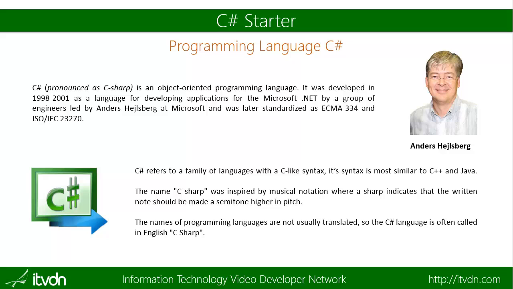Now, C# refers to a family of languages with a C-like syntax. I told you that C# is most similar to C++ and Java. The name C#, if you are wondering, was inspired by a musical notation where a sharp indicates that the written note should be made a semitone higher in pitch. But that wouldn't be of much use to you. So let's move on to the next line. The names of programming languages are not to be translated. It's just like that. C# is C#. So pronounce it C# and make life easier for yourself.